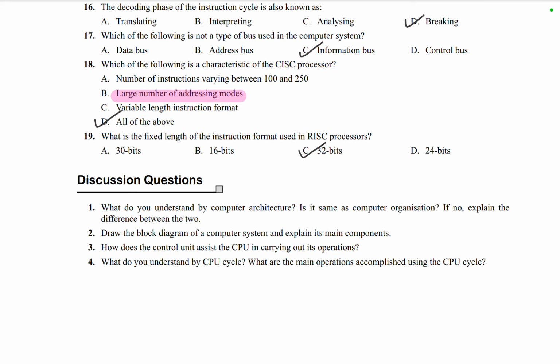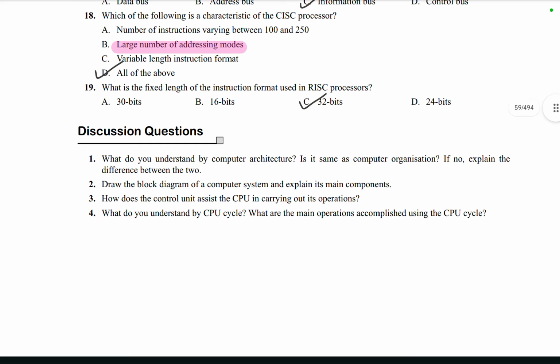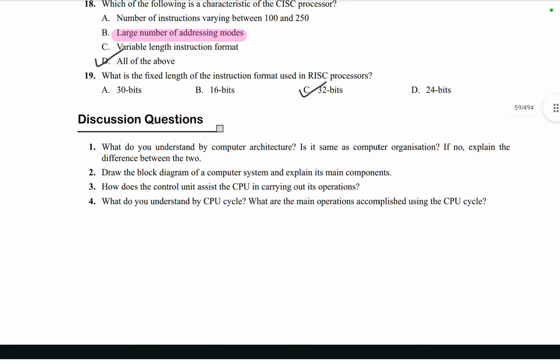Which of the following is a characteristic of CISC processor? Large number of addressing modes, variable length instruction format, number of instructions varying between 100 to 250. What is the fixed length of the instruction format used in RISC processors? 32 bits.